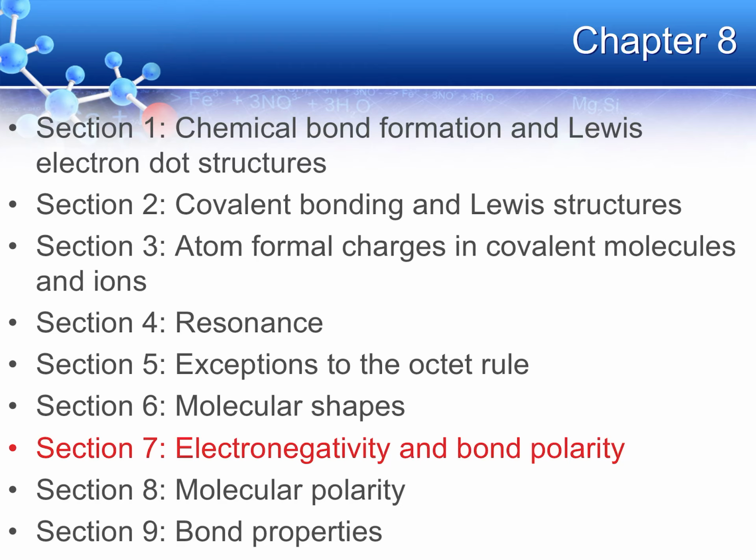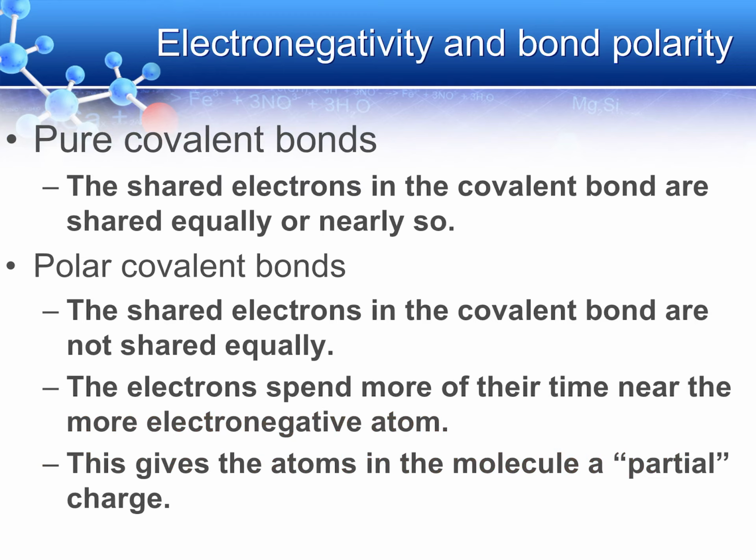So the next thing I want to remind you about, because we did this when we did our model building exercise a long time ago, is electronegativity and bond polarity. But we're in a much better position now, I think, to understand this exercise. So we've been talking about covalent bonding. And there are different types of covalent bonds. We can have pure covalent bonds. So in a pure covalent bond, the shared electrons are shared either absolutely equally or pretty close. For polar covalent bonds, they are not shared equally.